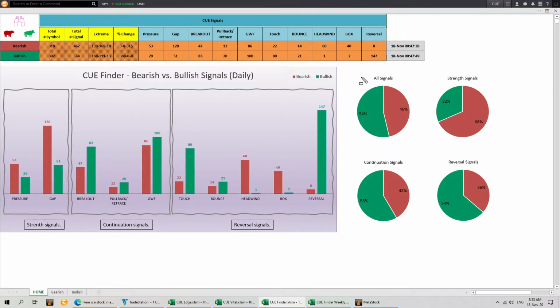We saw yesterday sector industry stocks were balanced, and that is visible in Q Finder daily also. Yesterday 54% of all signals were bullish. Strength signals were more bearish because of many gap down moves. Trend continuation signals overall more bullish, and yesterday reversal signals were also more bullish. So whether we look at the market ETFs or market breadth or Q edge insight or Q Finder insight, market is still bullish.